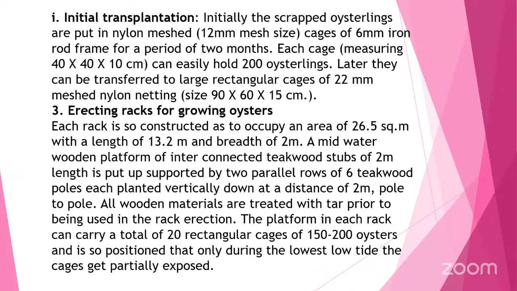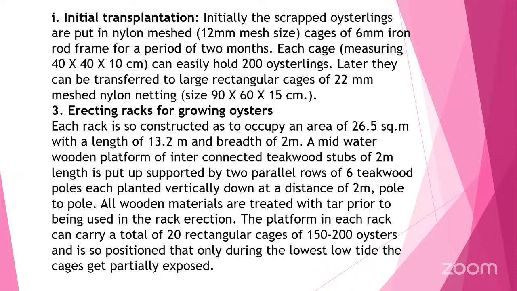Erecting racks for growing oysters. Each rack is so constructed as to occupy an area of 26.5 square meters with a length of 13.2 meters and breadth of 2 meters. A mid-water wooden platform of interconnected teak wood stubs of 2 meter length is put up, supported by two parallel rows of 6 teak wood poles, each planted vertically down at a distance of 2 meters, pole to pole.